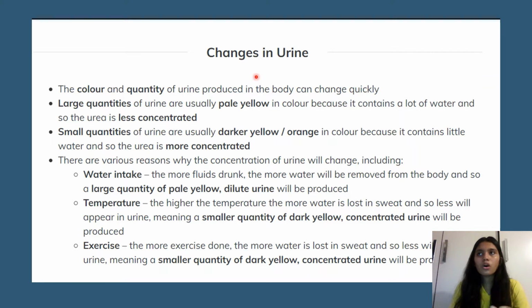When you excrete a large amount of urine, you'd probably expect that, because you've been drinking a lot of water that day. The more urine you excrete means the more dilute the urine is, which means there is a greater proportion of water to urea, which means the color is lighter. It's a pale yellow, not a dark yellow, and the quantity is more. It's pale yellow because urea is less concentrated due to a greater proportion of water present.